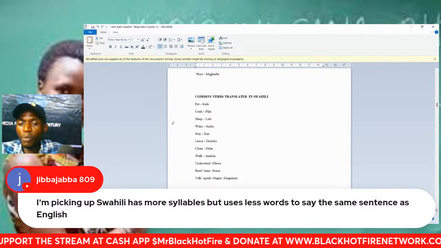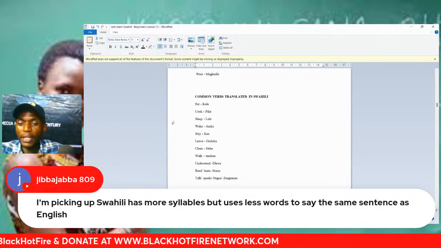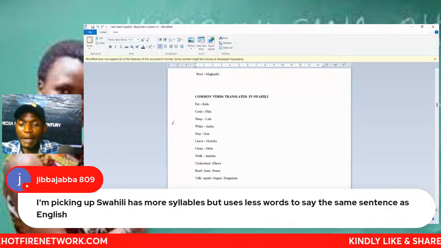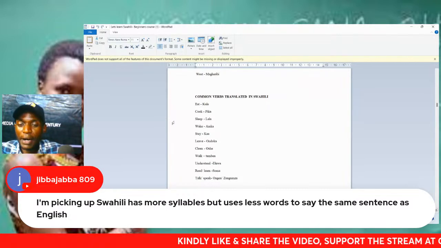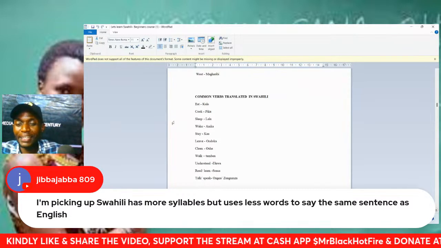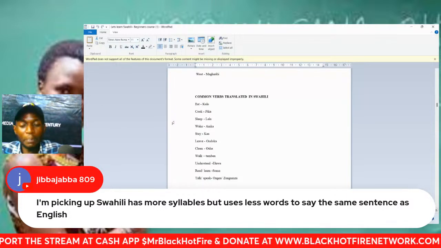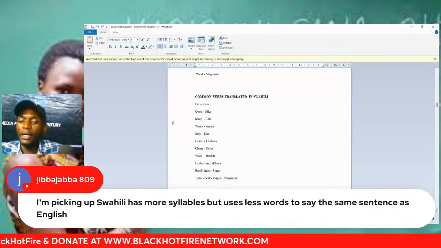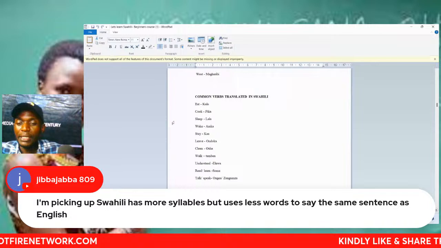Let's talk about common verbs translated into Swahili. The verb eat is translated as kula. The verb cook is translated into pika. The verb sleep is translated into lala, L-A-L-A. People talk about lala land, but this is sleep. Lala is sleep. Wake up is amka or rise up. To leave, I've already used this example, is ondoka. To clean, you say osha.